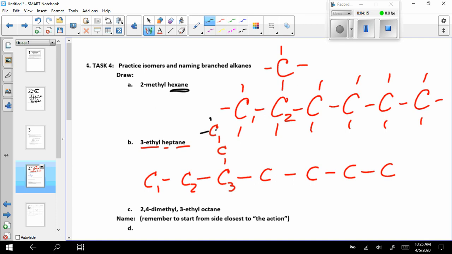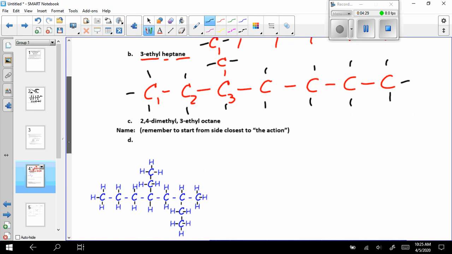All right, and then I go around. I'm just going to do this in another color just so they don't get messed up. I go ahead and I put all of my H's on so that every carbon has 4 bonds. There we go. All right, the next one. I need a little bit more room for this. So I'm going to do this one right here.